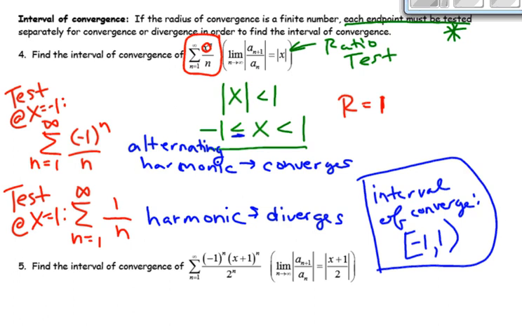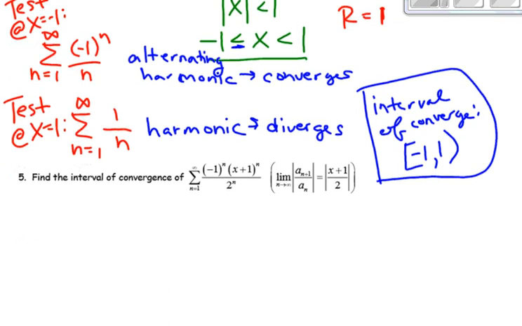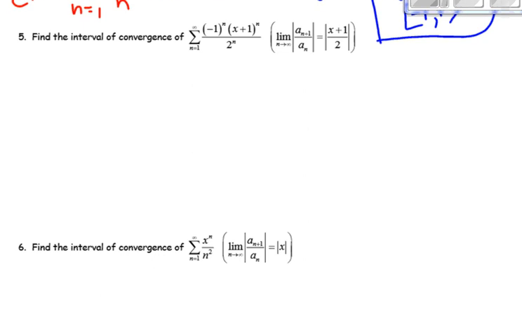So when you do the ratio test, and you have a finite number as your radius, then you have to test each endpoint. They can either both diverge, both converge, or one and the other. So let's try example 5. Again, I've done the ratio test for you here. So in our ratio test, we got the limit being the absolute value of x plus 1 divided by 2.